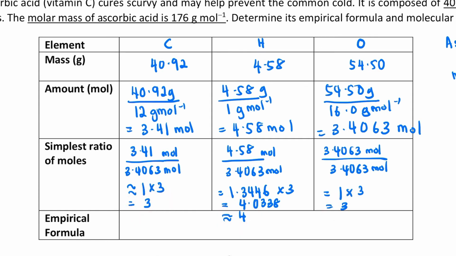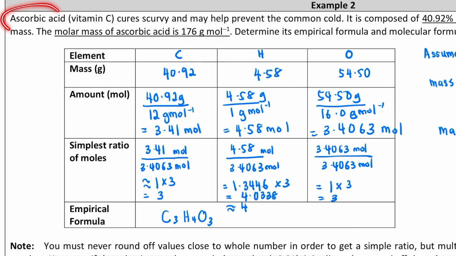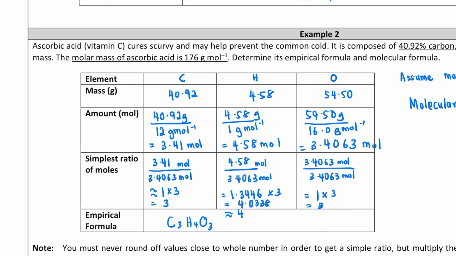Alright, so settled. Next, let's look at the empirical formula. Carbon has 3, so C3. Hydrogen has 4, so H4. And then oxygen has 3, C3H4O3. Okay, so that is our empirical formula for ascorbic acid or vitamin C. Okay, so next, we need to determine the molecular formula. Don't forget, there were 2 questions here. Okay, so the empirical formula we have got, so done.